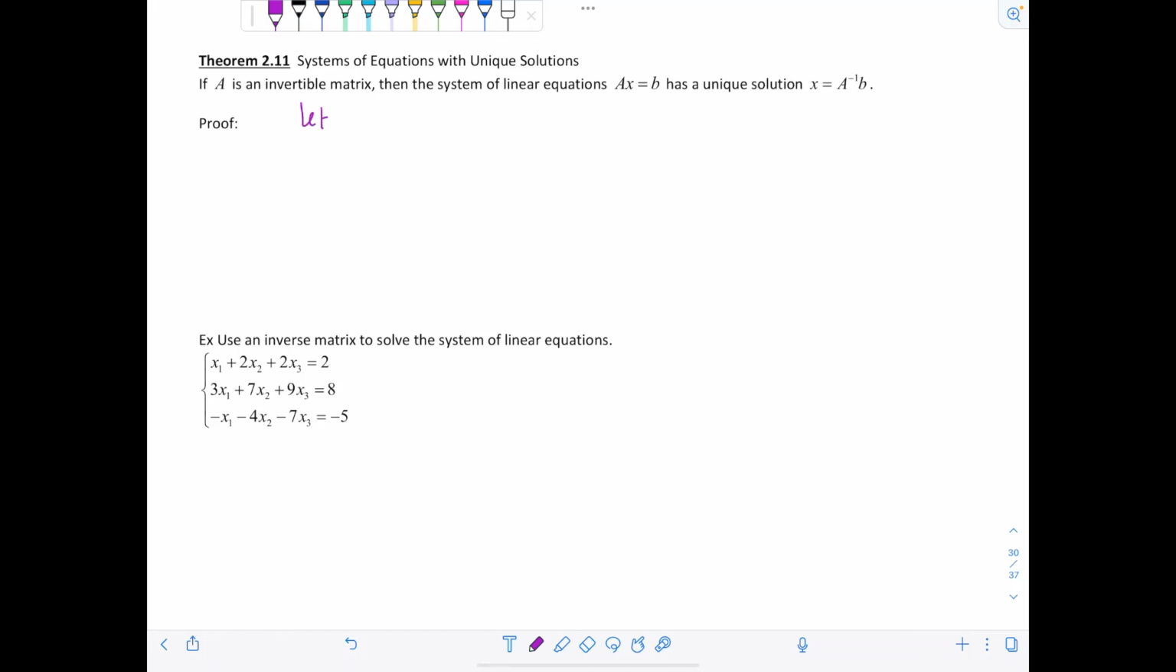So let A be an invertible matrix, since they told me I could assume that. And what does that mean again? That means that A inverse exists. Also, that means that A times A inverse is equal to A inverse times A, which is the identity matrix. Okay, so I'm going to let AX equals B be a system of linear equations.